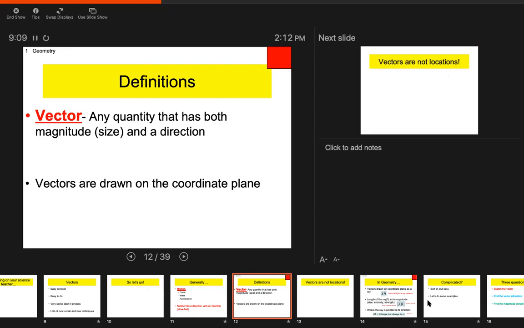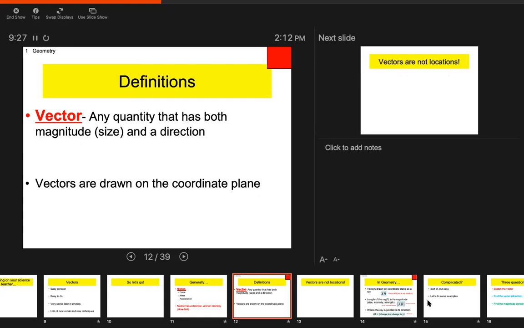All right. Vectors, we will be drawing on the coordinate plane. So we're going to draw these vectors on the coordinate plane. Now, we got to be very careful. Up until now, when we draw something on the coordinate plane, we're showing a location. Do you see the word location anywhere in the definition?